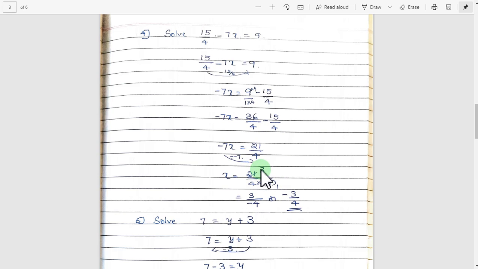7 1s are 7, 7 3s are 21. What will remain? 3/-4. Whenever you get a minus sign in the denominator, write that sign for the numerator. So -3/4.